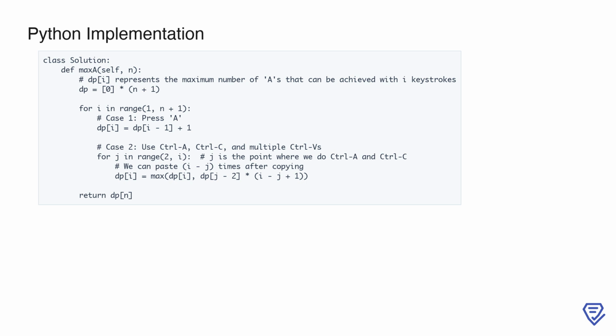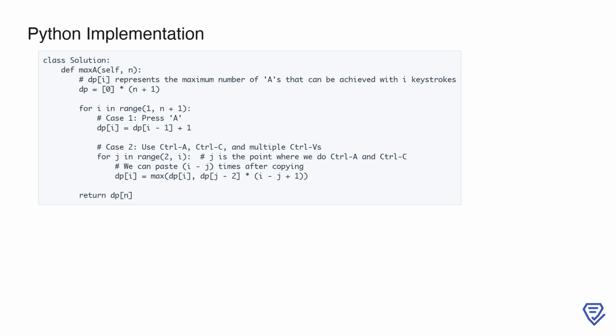Algorithm explanation. 1. Initialization. Create an array dp of size n+1 initialized to 0. This array will store the results for subproblems. 2. Iterate through key presses. For every number of key presses i, from 1 to n, calculate the maximum possible A's. Option 1. Press A once. This means dp[i] equals dp[i-1] plus 1.